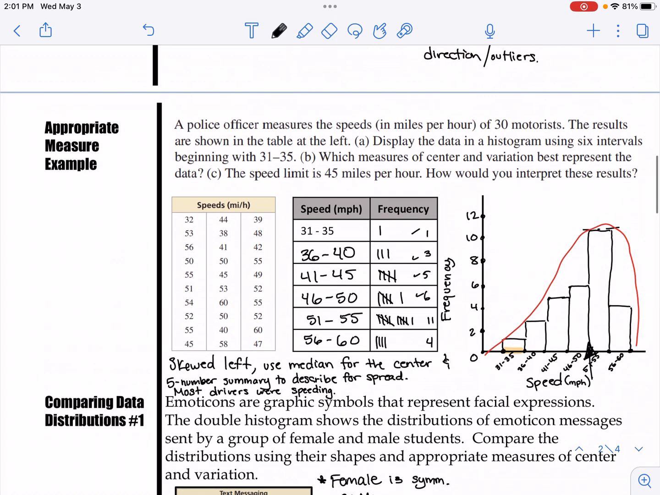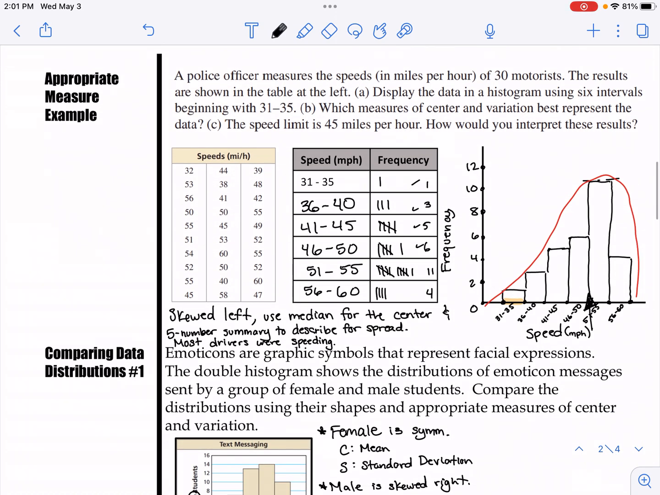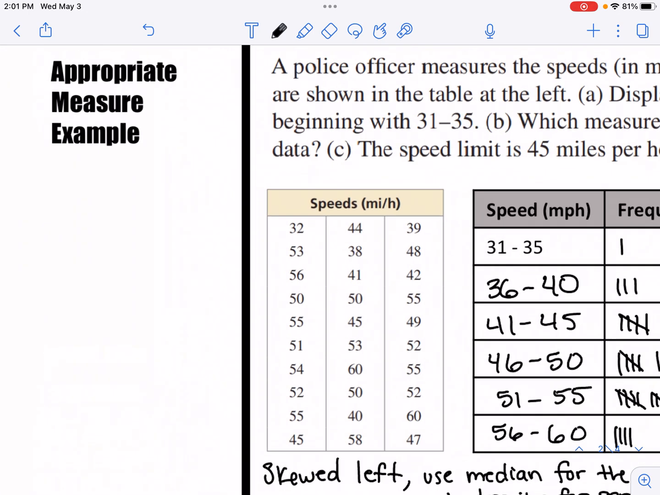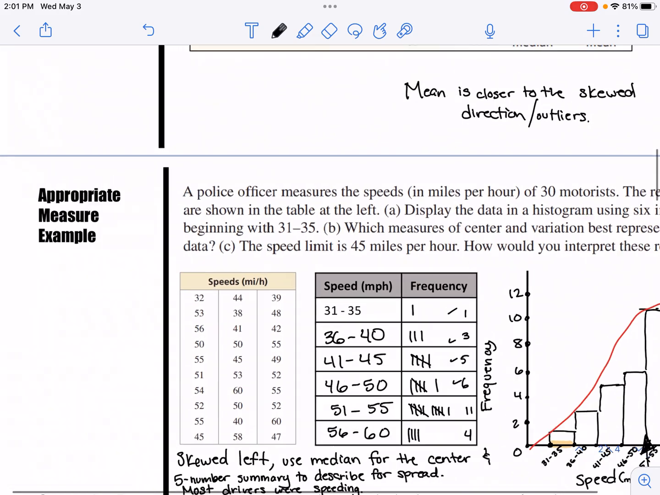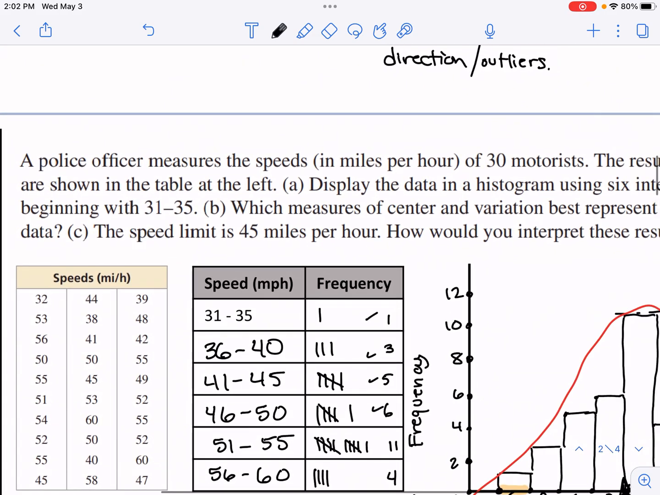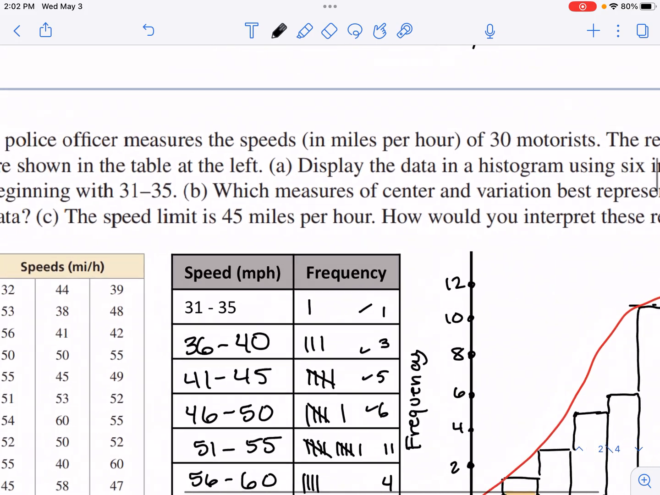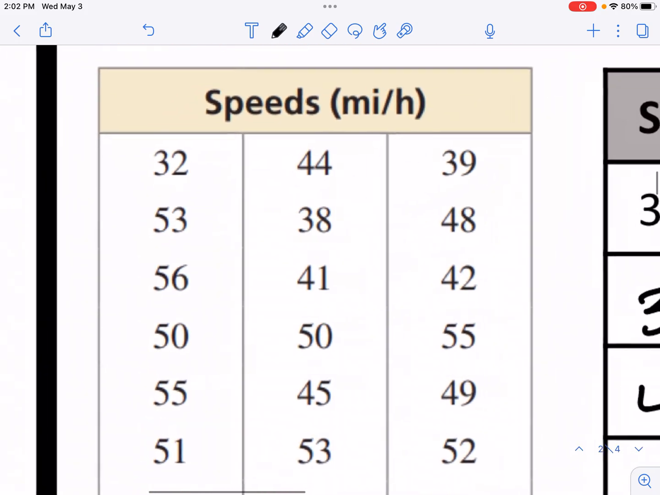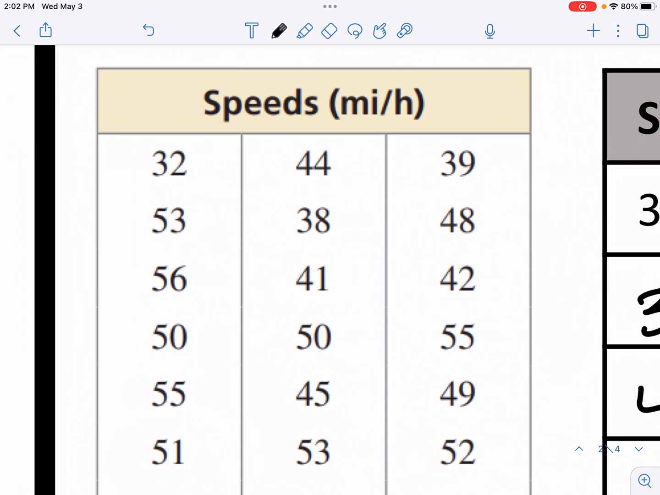Okay, this video is explaining the backside of the notes on 11.3, starting with this first example on appropriate measures. This context talks about a police officer recording the speeds of 30 motorists and writing that data here. So as you can see, we have people that are going 32 miles an hour, 53, 56, so on.